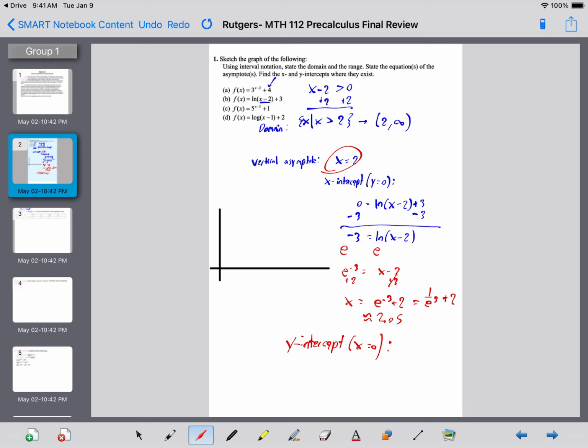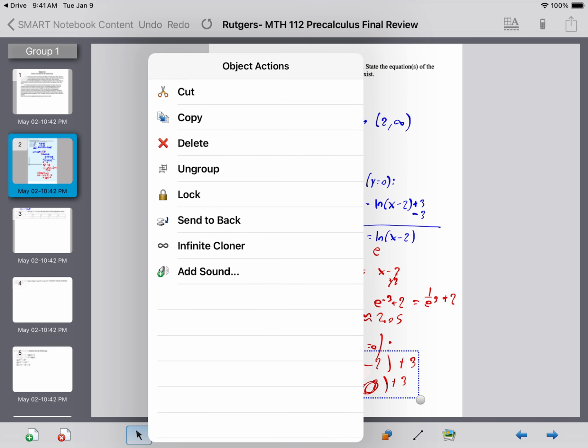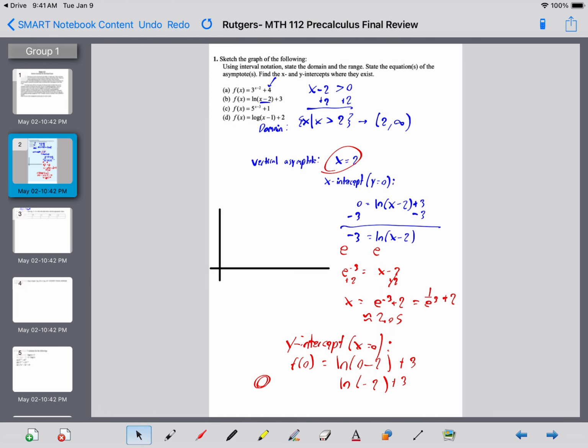The y-intercept is where x equals 0. So plug in 0: ln of negative 2 plus 3. You could put it in your calculator or just know that the argument of your log cannot be less than 0. So f of 0 does not exist.